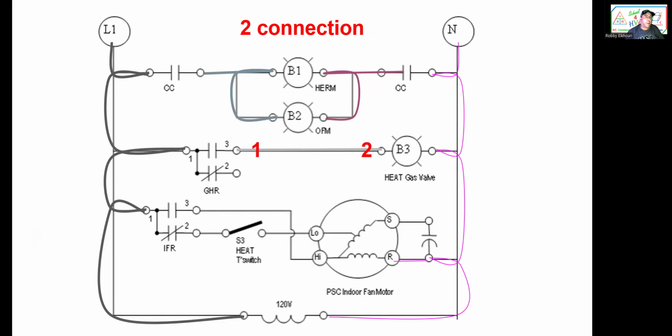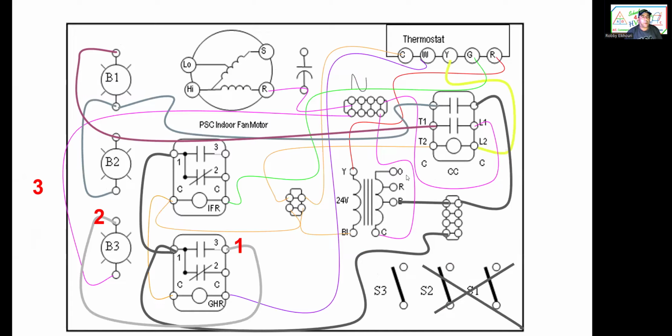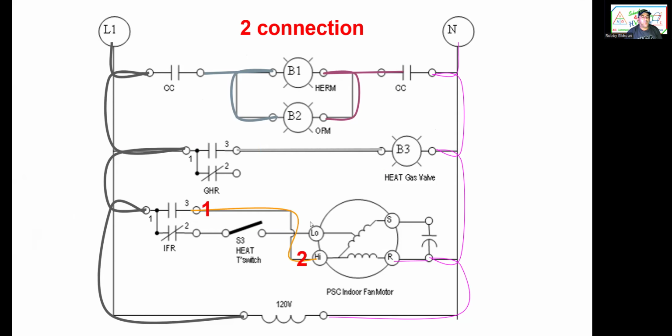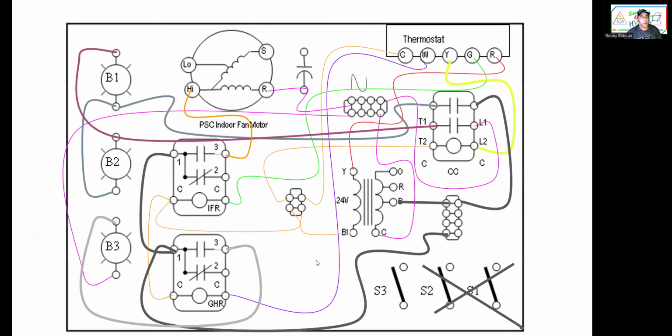Okay, now we have two connections here. This is the connection from the number 3 of the gas heating relay to the gas valve. Okay, and there it is, gas heating relay to the gas valve. 1, 2, the 3 doesn't belong there. Then we have two connections. The last but not least is number 3 switch goes to the high speed of the indoor fan motor.